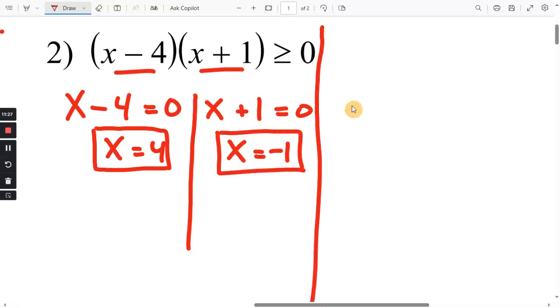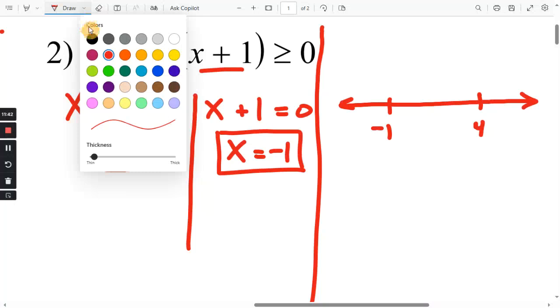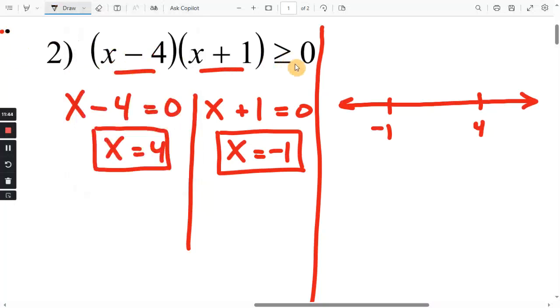So if we were to do a number line here, we have 4 and -1. 4 is going to be on the right, and -1 is going to be on the left. Remember, the smaller numbers are on the left. All right, and now see this bar here, it could equal 0. So instead of using an open circle, I'm going to fill in the dot. All right, we have the zeros.